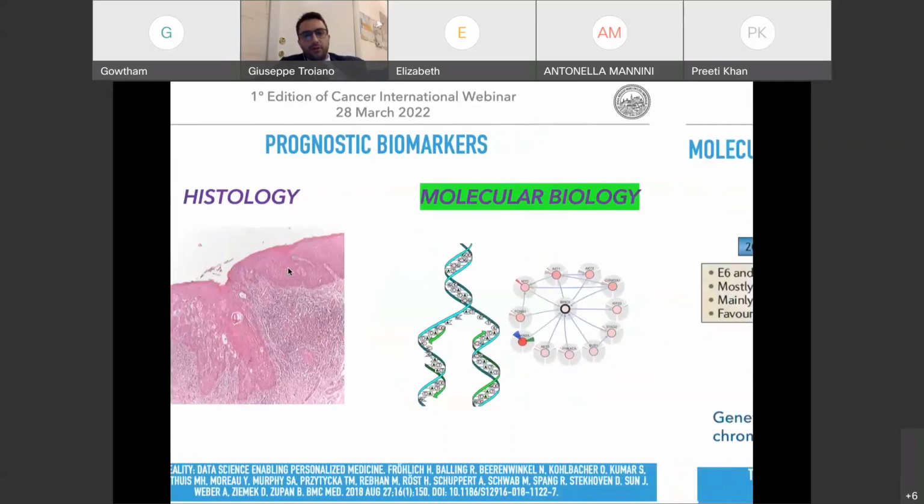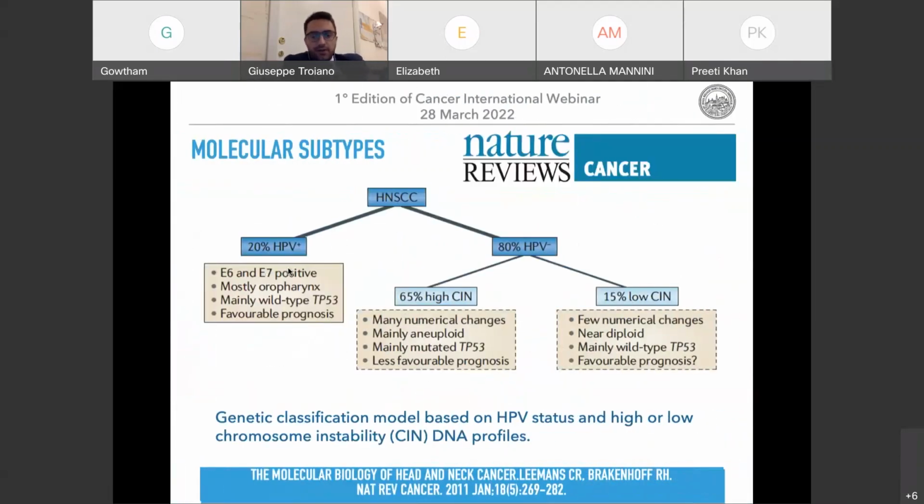From the molecular biology side, conversely to what has been found for other tumors, head and neck squamous cell carcinoma has been mainly classified into 2 main types: HPV positive, where we have wild type TP53 and a favorable prognosis, and where the inactivation of TP53 is related to the production of the E6 and E7 proteins. But we know that this kind of subgroup of tumor is not present in the oral cavity, but is much more confined to the oropharynx.